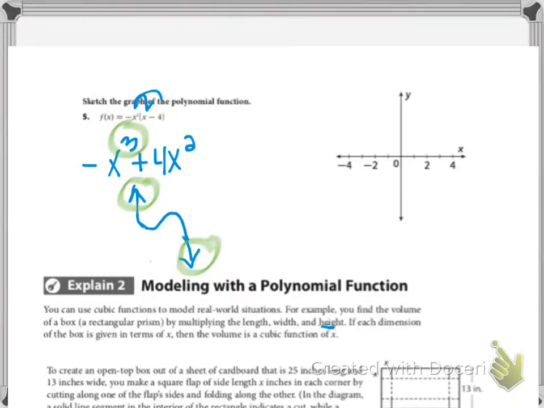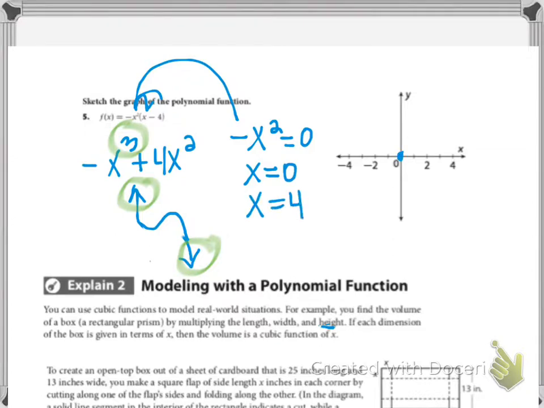So now we know that the intercepts are, let's see, what makes that negative x squared equal to 0, right? If we just say what's negative x squared equal to 0, we know that that's going to be 0. So x is going to be 0. That's one of the x-intercepts. It's going to cross here. And then the other one is when x is 4. So it's going to cross at 4. It's only going to cross twice. Okay.